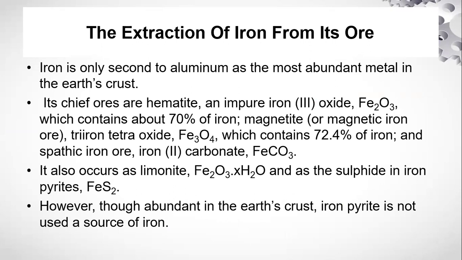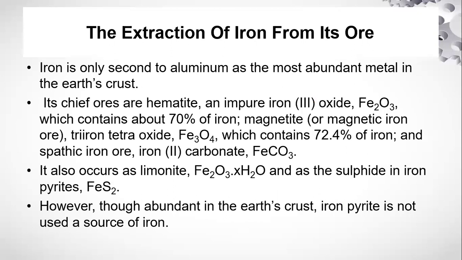Now we have to know that iron is second only to aluminum as the most abundant metal in the Earth's crust. Its chief ores are hematite, which is impure iron(III) oxide containing about 70% iron, and magnetite, the magnetic iron ore, which is also a chief ore from which iron can be extracted.